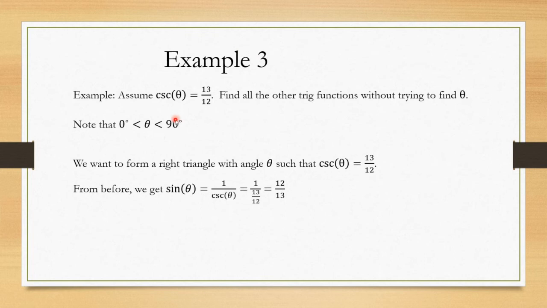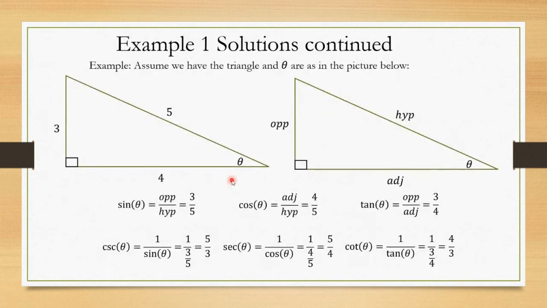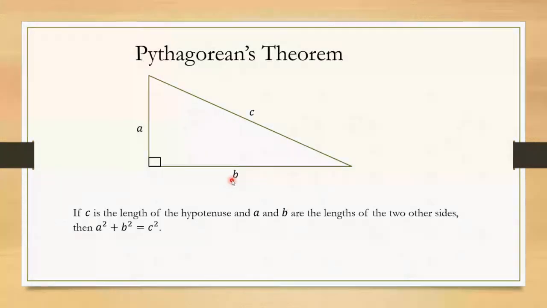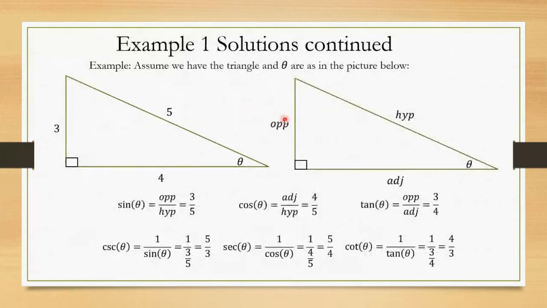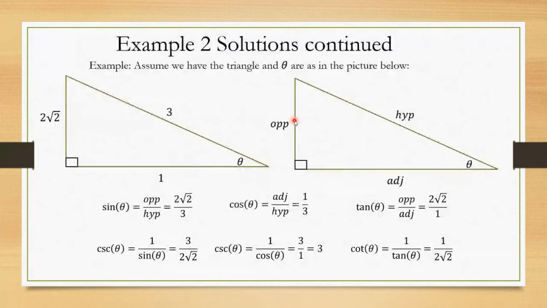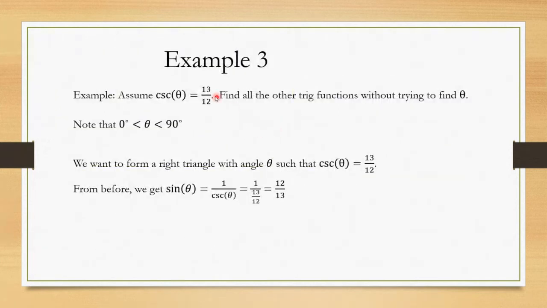But here's what I'm going to do something different. We know that cosecant is 1 over sine, right? Here it is. Cosecant is 1 over sine of theta, and we have it's 13 over 12, as you can see up there. Okay, so that's what cosecant is.